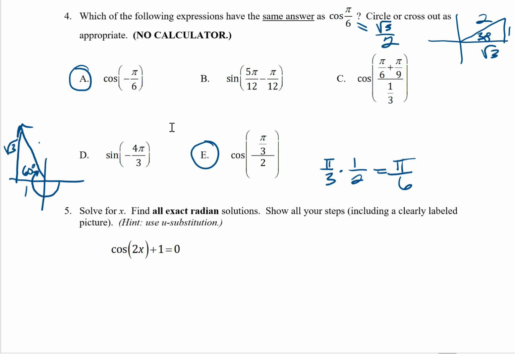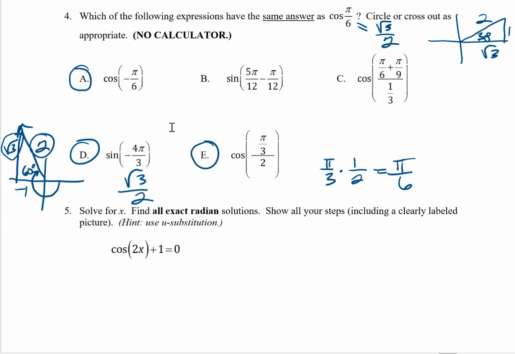I'll fill in the sides appropriately. The 1 would get a negative here in the second quadrant. Well, sine ratio, opposite over hypotenuse, square root of 3 over 2. It's the same thing as cosine pi over 6. So that one is also equivalent.